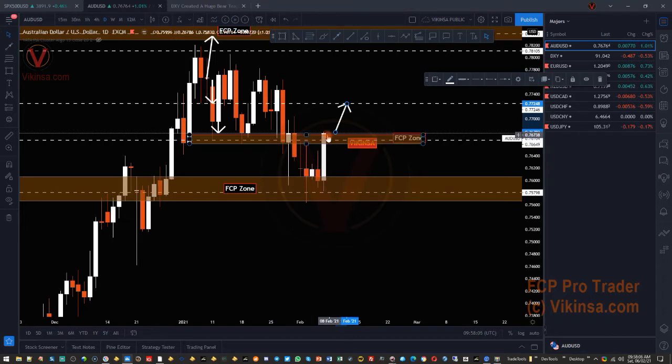However, if the market gives me a confirmation to go short from this zone, because this is going to act as resistance, it used to be support, now this is going to act as resistance, then I'll be looking to short from this level.